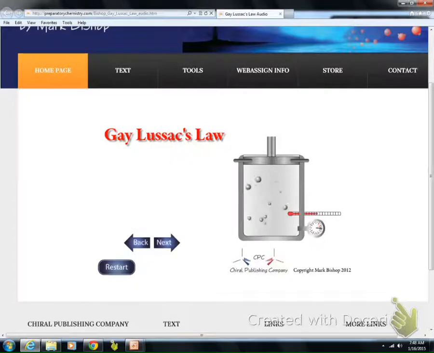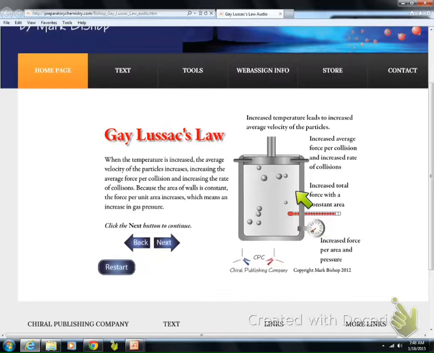As we look here, we're seeing that the temperature and pressure are both increasing as you see those molecules move faster. The increased temperature leads to an increased average velocity of the particles, increased average force per collision, and increased rate of collision. Thus, we increase the total force with constant area, and thus we increase the force per area and the pressure. So as you increase the temperature, the pressure is also going to increase, and the reason is that those molecules are moving faster.